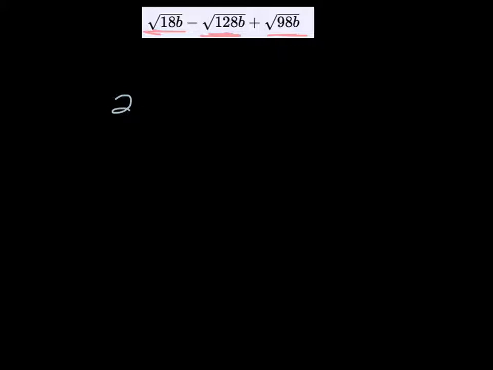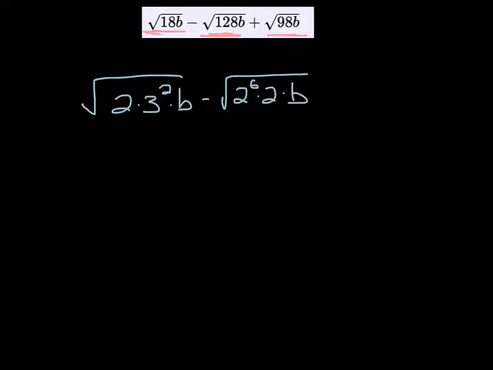18 is 2 times 3 squared, times that b that's there. And then 128 is 2 to the 7th. I'm going to write that as 2 to the 6th times 2 times b. And again, that's 2 to the 7th. I wrote it as 2 to the 6th times 2 because I want these exponents to be even so I can take the square root of them. And then here we have 98, and 98 is 2 times 7 squared times b.